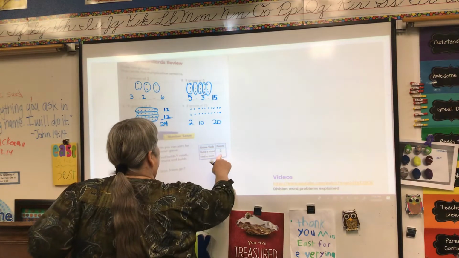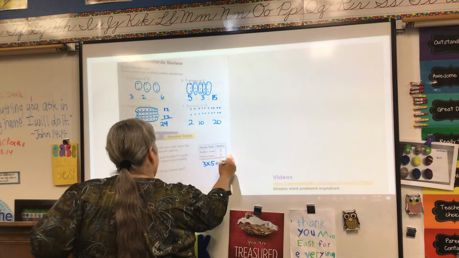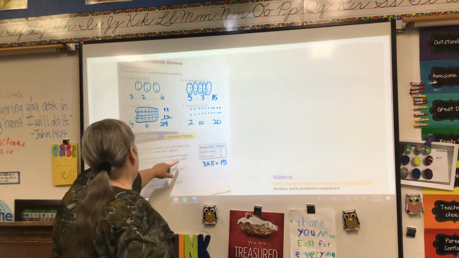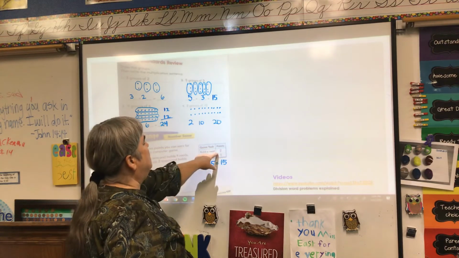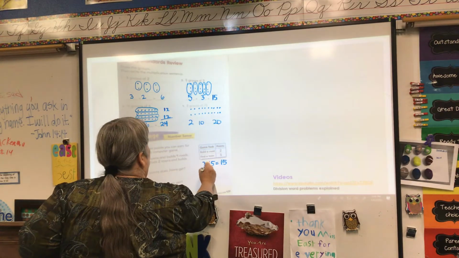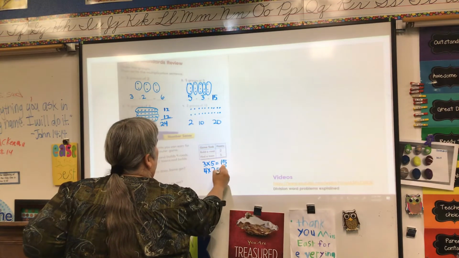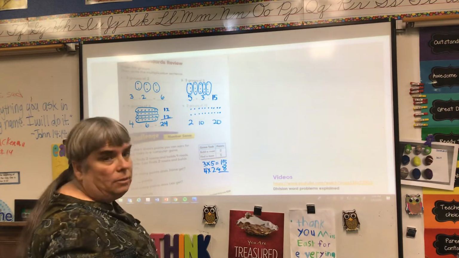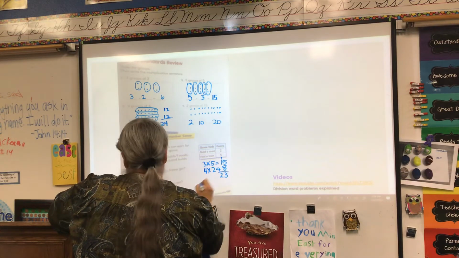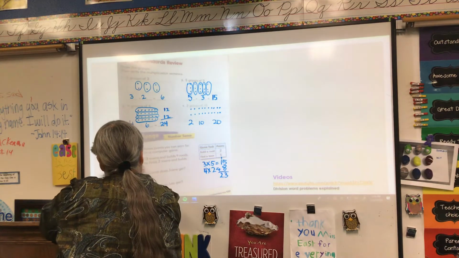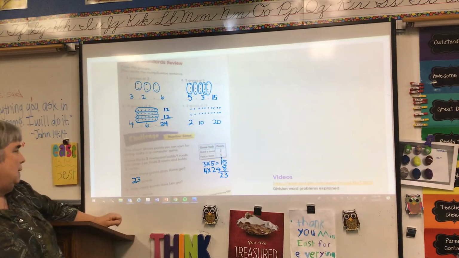3 towns, so 3 times 5 is 15, right? And building a road, he builds 4 roads, and every time he builds a road, he gets 2. So 4 times 2 is 8. So I'm going to add these together. 8 plus 5 is 13, so I'm going to have to regroup there. 1 plus 1 is 2. So the total of points for Jaime is 23. How many points does Leah get?